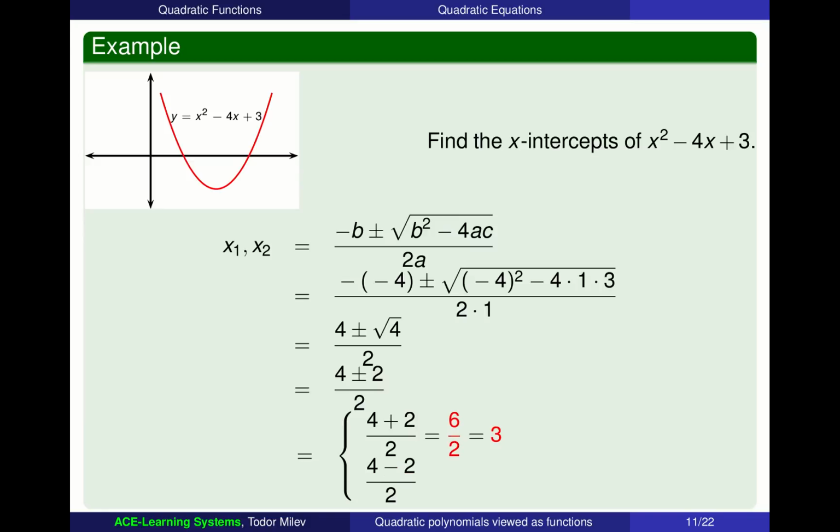So that's one of our solutions. Now 4 minus 2 is 2, and 2 divided by 2 is 1. So that's another solution. So here are our two solutions, 3 and 1. That solves our problem. We have found the x-intercepts of our quadratic. Here's the number x1 equal to 1, and x2 would be equal to 3. We have solved our quadratic equation using the quadratic formula.